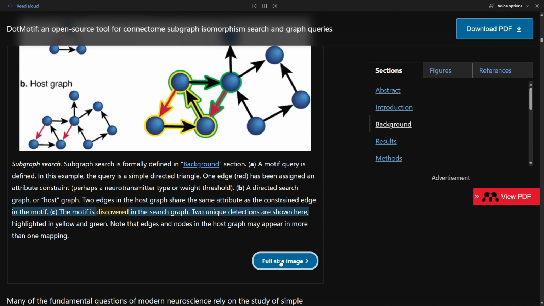The motif is discovered in the search graph. Two unique detections are shown here, highlighted in yellow and green. Note that edges and nodes in the host graph may appear in more than one mapping.